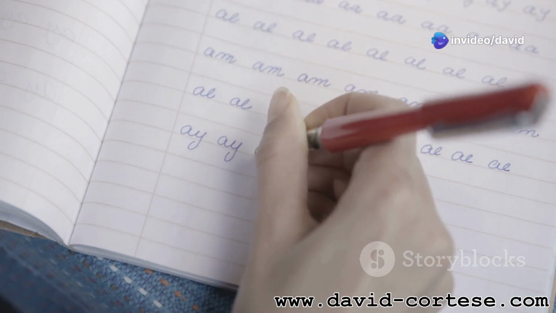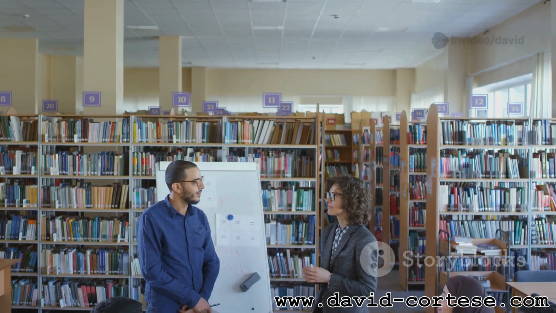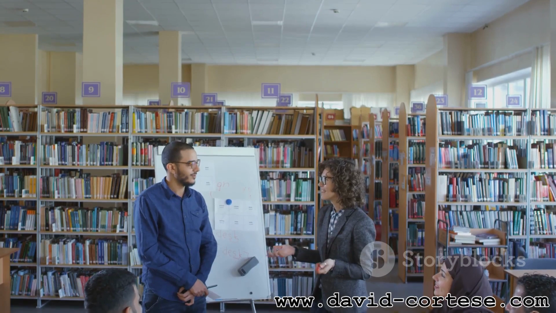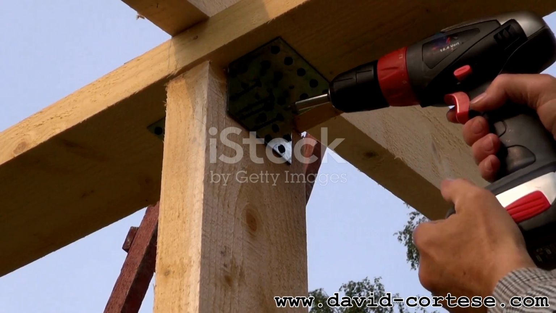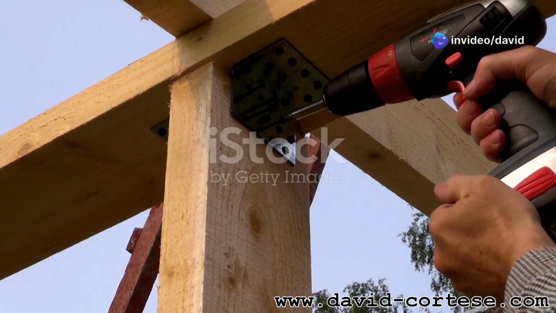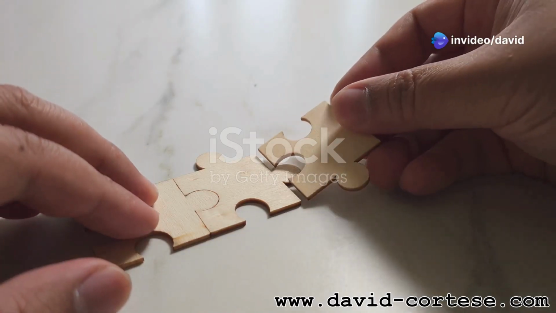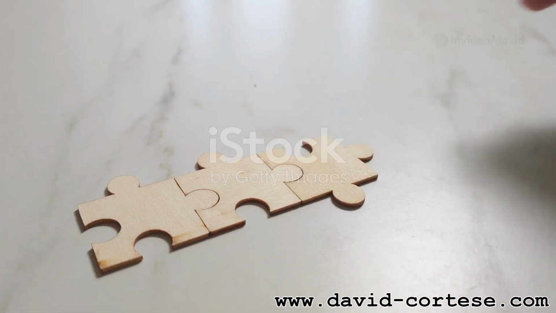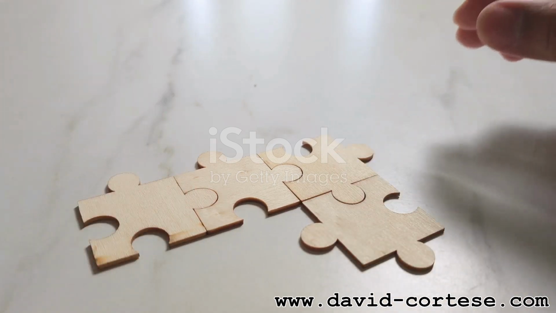Articles and prepositions are small but mighty words in English. They might seem simple, but they play a big role in making your sentences clear and natural. Imagine trying to build a house without nails or glue. It would be difficult to hold everything together. Similarly, articles and prepositions act like the glue that holds your English sentences together, helping your ideas flow smoothly.